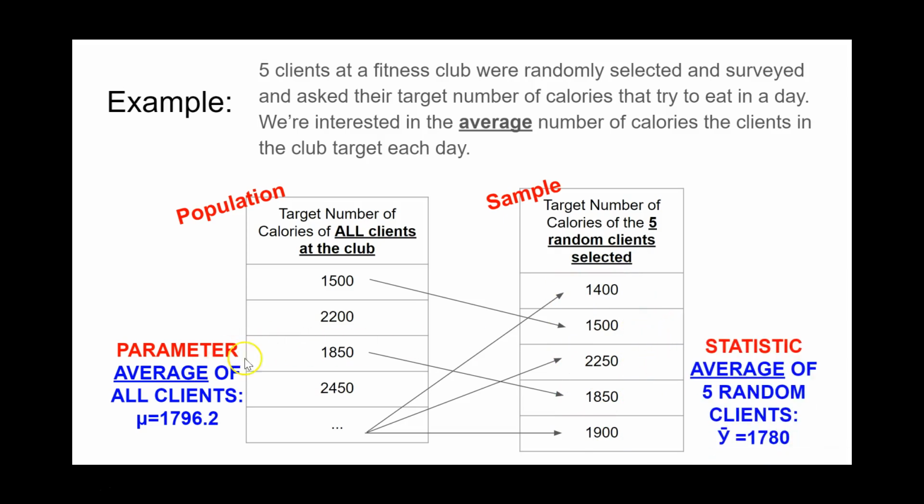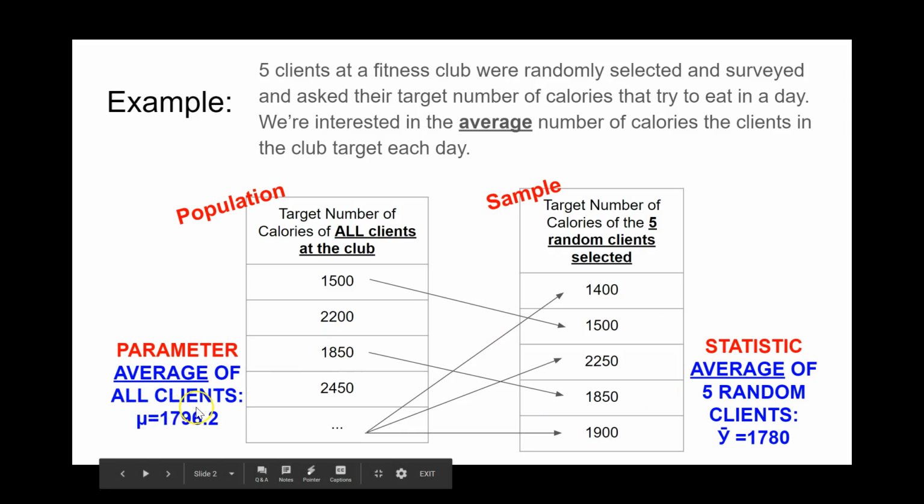Now notice, both of them are averages because they're both measurements. It's just who are we measuring? For the parameter, we're measuring all of the clients, our population. For a statistic, we're measuring just the 5 random clients.